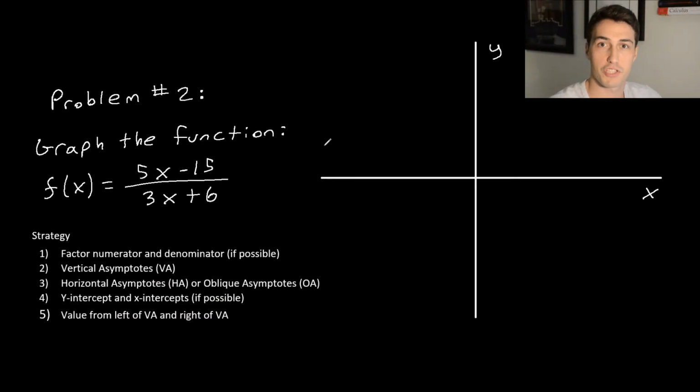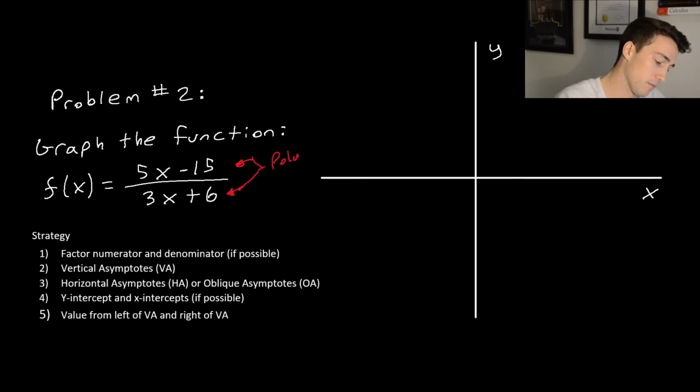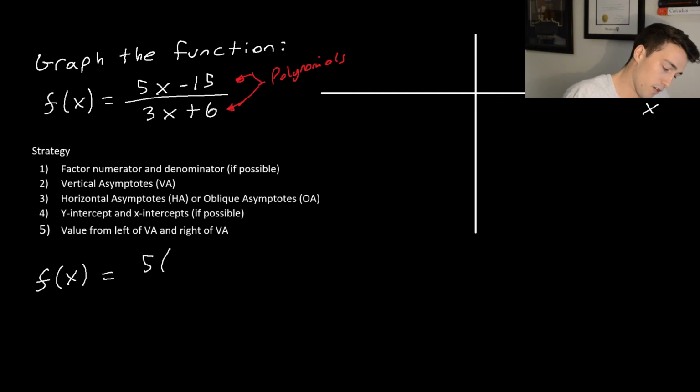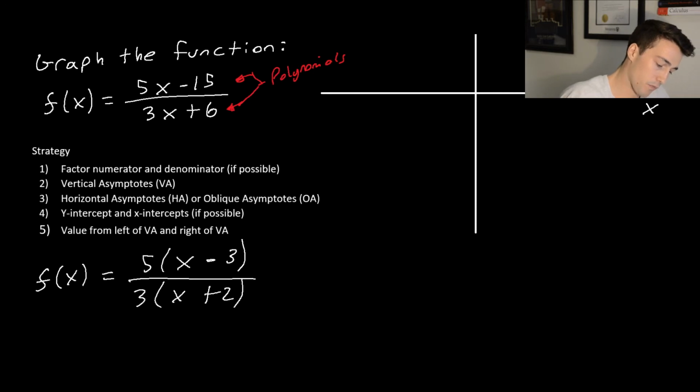Alright, so for problem number 2, we actually now have a rational function. And it's a rational function because we have a polynomial in the numerator and in the denominator. So these are both polynomials. But because we have this strategy, we can just run through the exact same process and see what we get. So for this first step, we're going to factor. So here we could do a GCF of the top, and then also of the bottom. So 3 and then x plus 2.